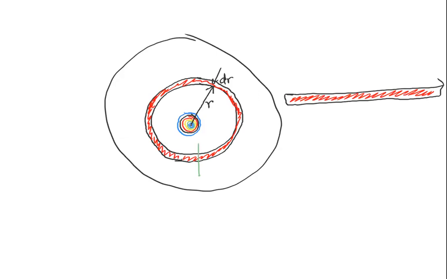Okay, now can you tell me the length of this red ring? Can you tell me the length of this red ring? Thickness of the red ring? dr. So dA will be equal to 2 pi r dr.